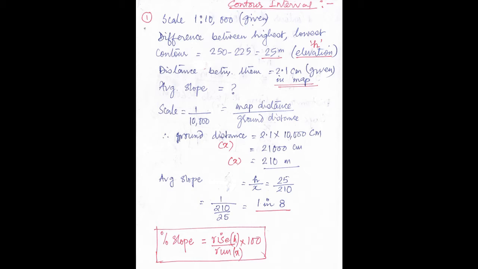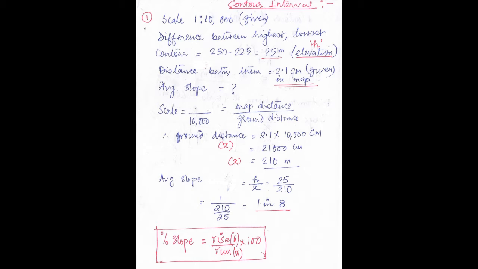So we know that the scale is equal to map distance by the ground distance. Scale is 1/10,000. Map distance is given as 2.1 centimeter. So we can find the ground distance. Let us call it x. We can find it out as 21,000 centimeter. So if we convert into meter, that means divide by 100, we get the ground distance x is equal to 210 meter. So how can we find out the slope?